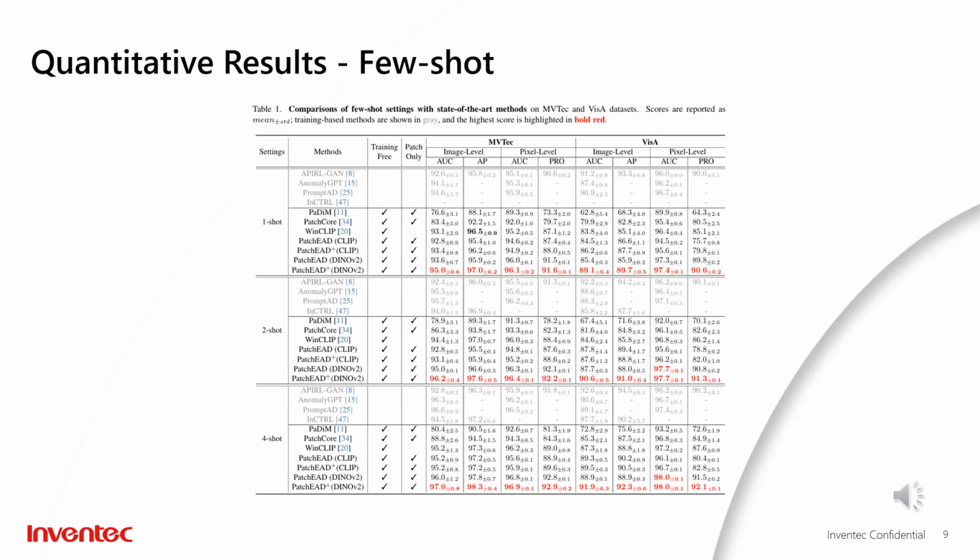Let's look at the few-shot results on MVTec and VisA. The table compares our method against training-free methods and training-based methods. Please look at the rows for PatchEAD Plus at the bottom of the 1-shot, 2-shot, and 4-shot sections. In the 4-shot setting, we achieve an image-level AUC of 97.0% on MVTec and 91.9% on VisA. This significantly outperforms WinCLIP and is highly competitive with, and sometimes beats, methods that require extensive training, like PatchCore. This confirms that 4 normal images and our patch-based framework are sufficient for high accuracy detection.